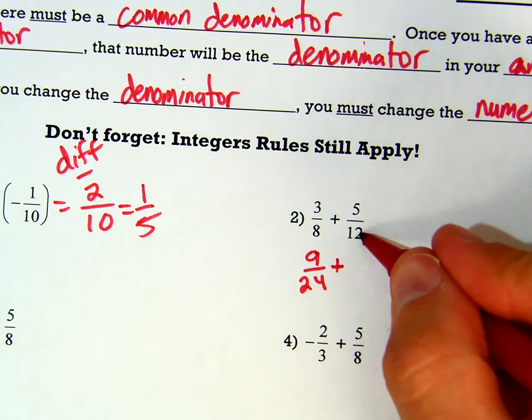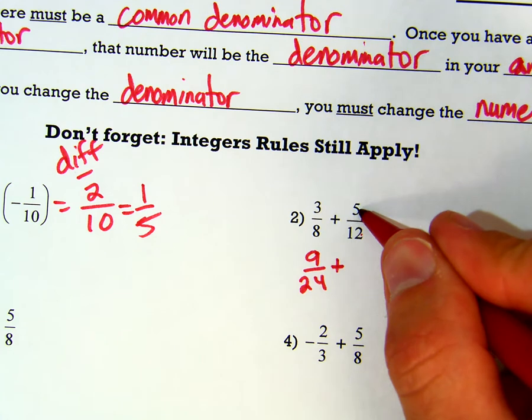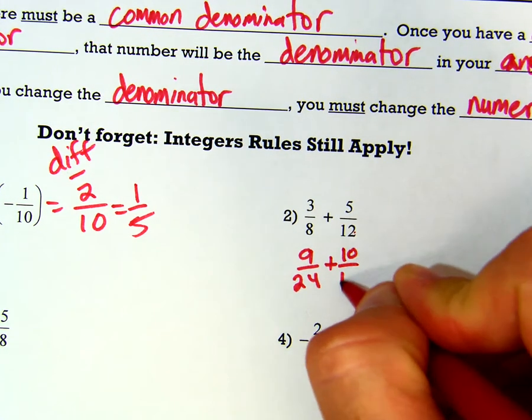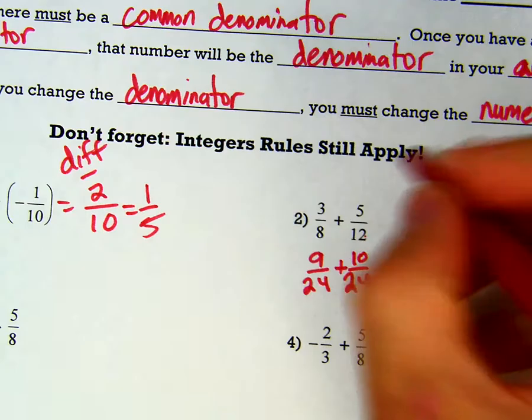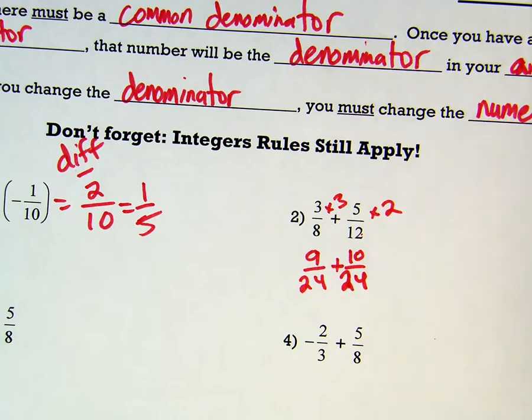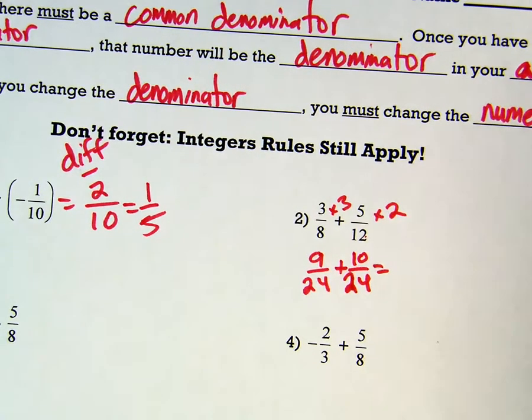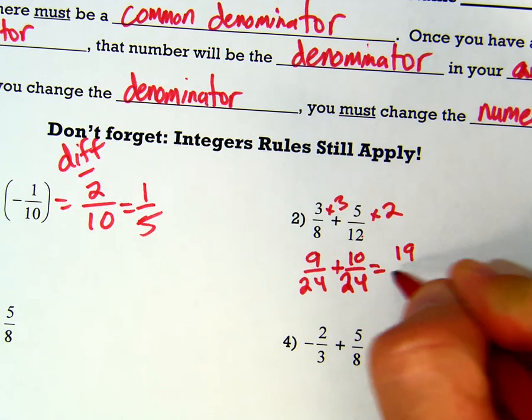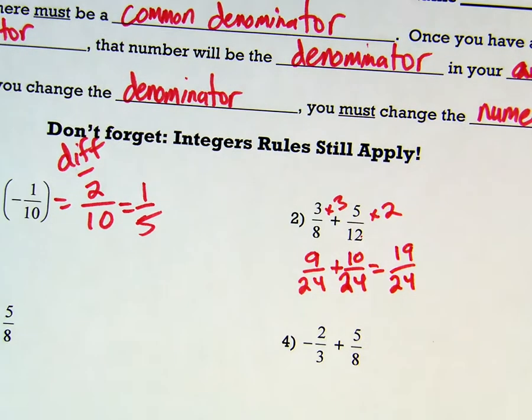In order for 12 to turn to 24, I have to multiply it by 2, which means I multiply this by 2 as well. So 10/24. So this was a times 3, and this was a times 2. Okay. Now that I have a common denominator, I can go ahead and add them up, and I get an answer of 19/24.